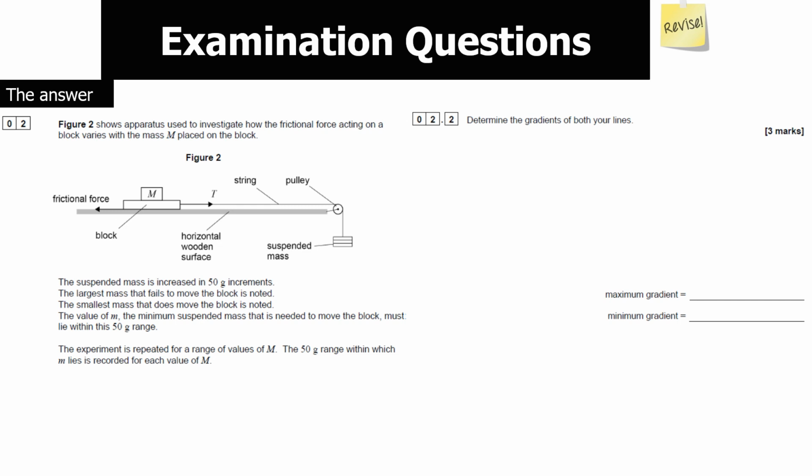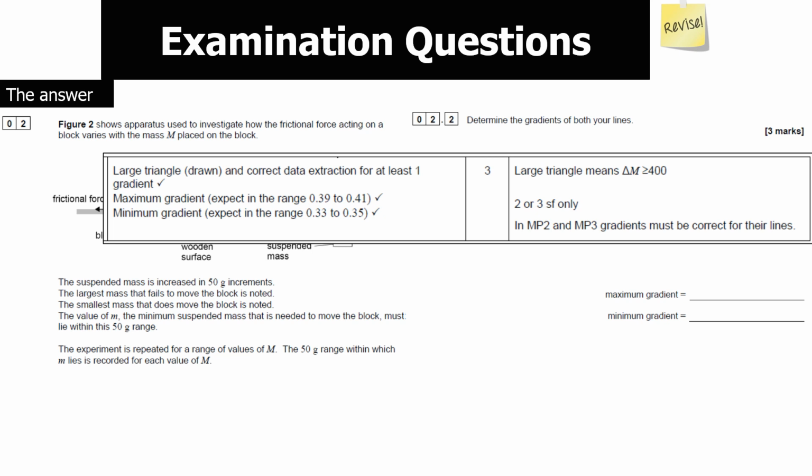Right, so for this one again, you've got your two lines here. What you should be doing is drawing large gradient triangles and then working out your gradient by doing the change in y over the change in x. Now it's very important to note you've got to draw your large gradient triangles on the graph to indicate where you're taking your values from.